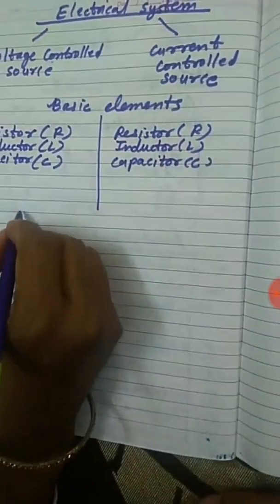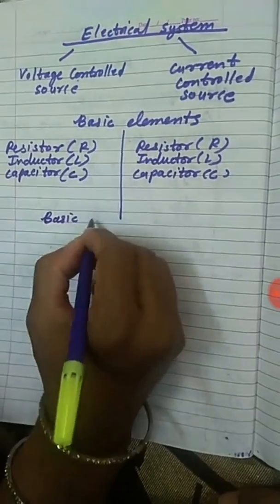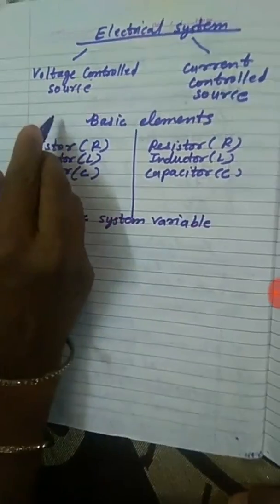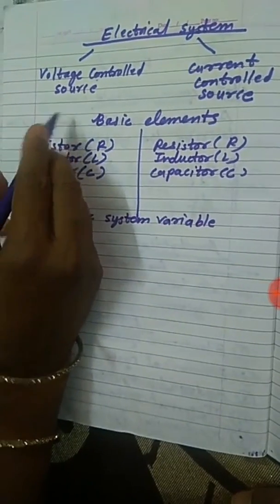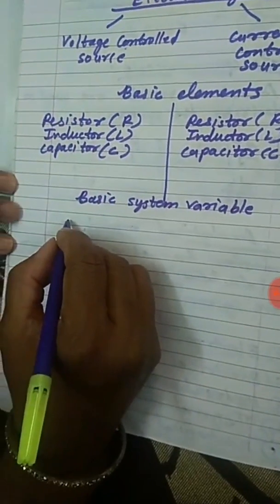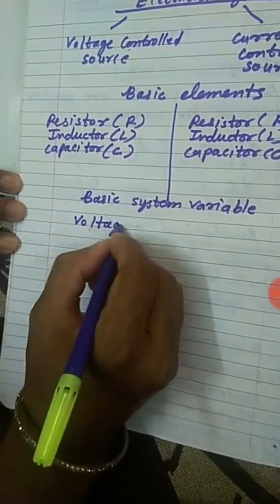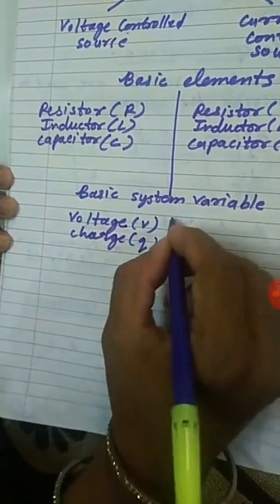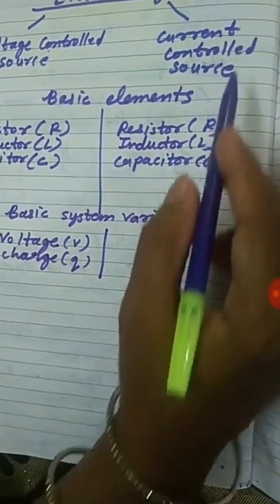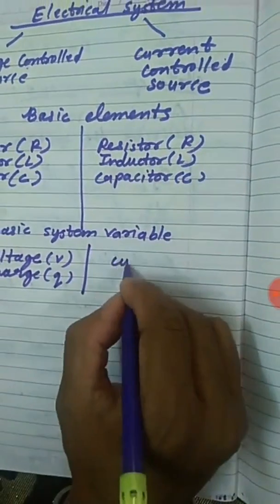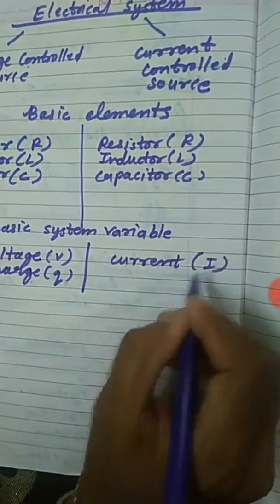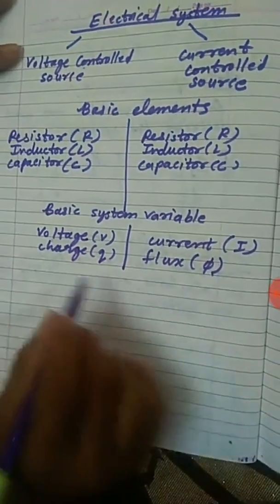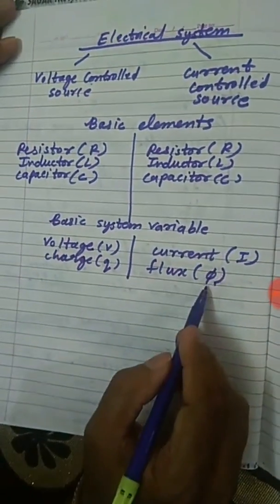Now the basic system variables are, for the voltage control source, the basic system variable is voltage and also charge, denoted by Q. So the system variables for the current control source are current, denoted by I, and flux, denoted by phi. So voltage is related with the charge and current is related with the flux.